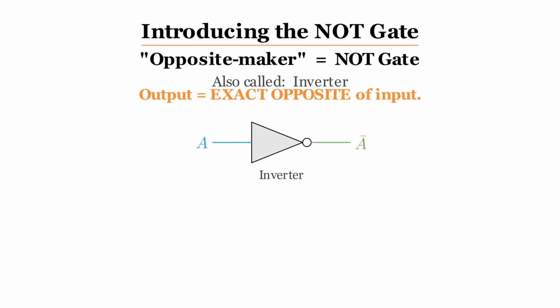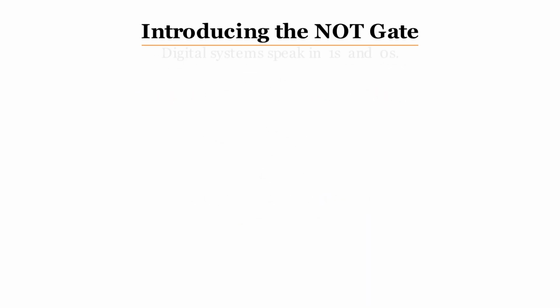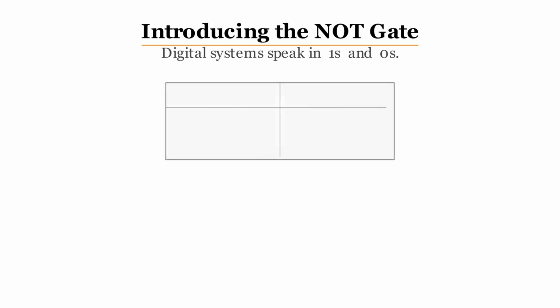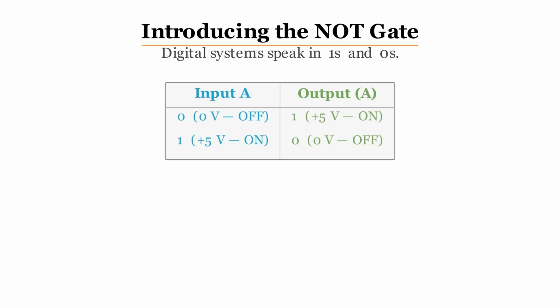The basic idea is beautifully simple. The output is always the exact opposite of the input. If you feed it an input A, the output becomes not A. Let's look at the truth table to see this in action. Digital systems speak in a language of ones and zeros. If input A is 0, the output is 1. If input A is 1, the output is 0.